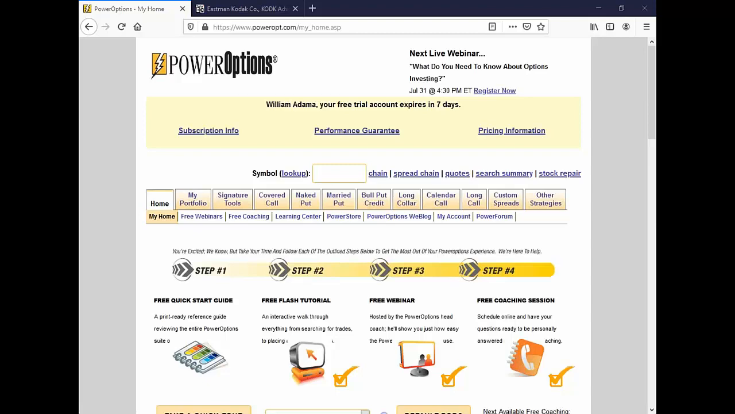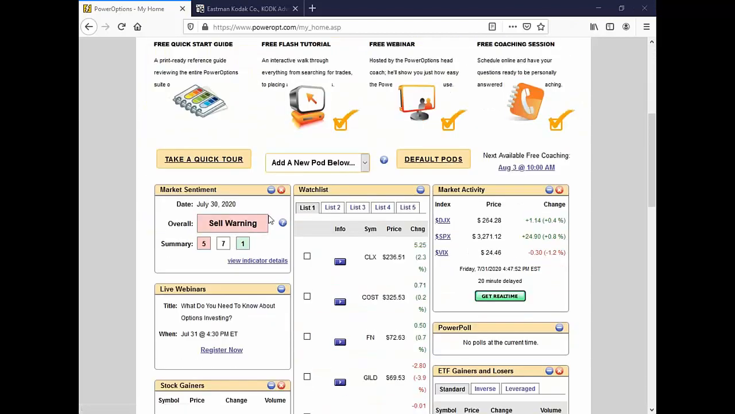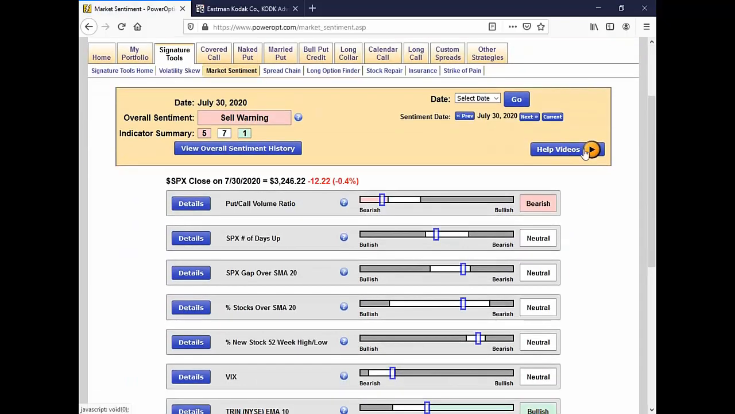You can just go to Power Options and look up the help video on the Market Sentiment Tool. Let me just show you there. So I go to View Indicator Details again, and you can just click on the Help Videos button here up at the top. And that'll give you about a 20-minute walkthrough, sort of what we just did, but with some further back-looking view of the indicators as well. Okay, and that's something we can look for there.